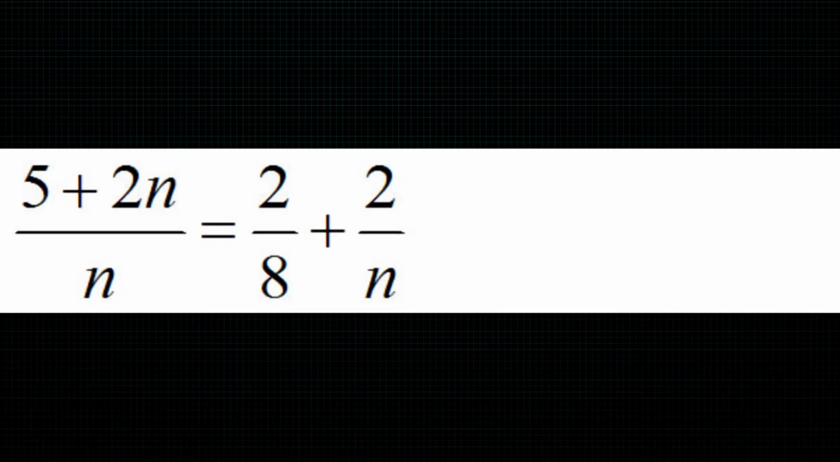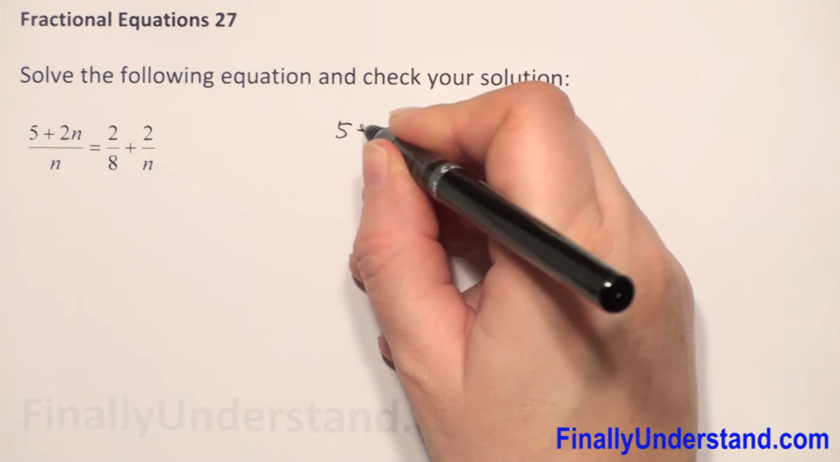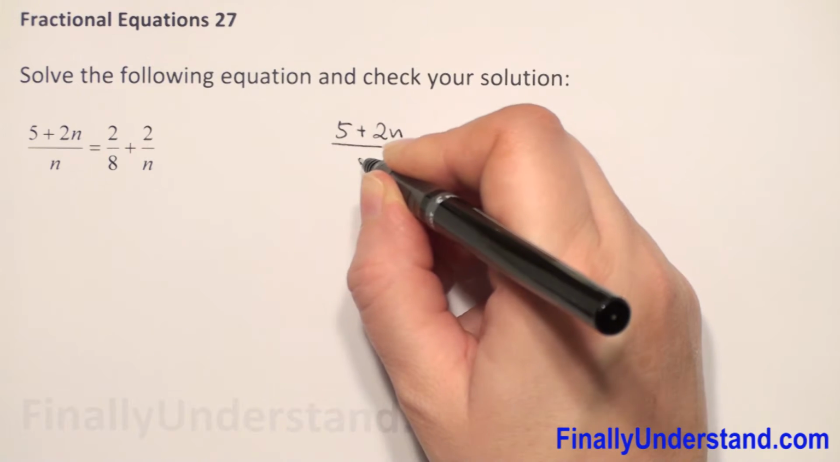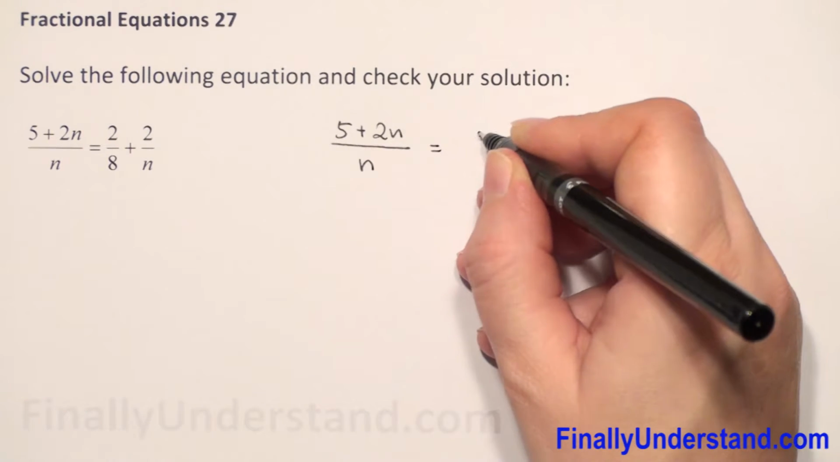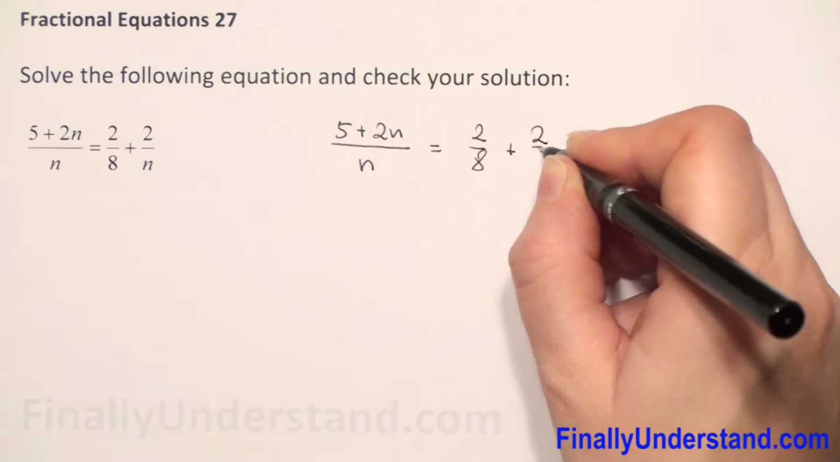We have a given fractional equation. First, let me copy our example. We have (5 plus 2n) over n is equal to 2 over 8 plus 2 over n.